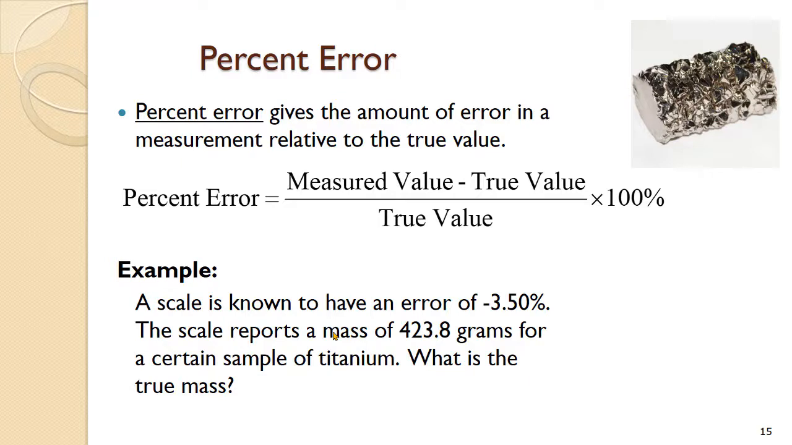So let's solve this problem. A scale is known to have an error of negative 3.50%. So you tell me, is this scale measuring too heavy or too light? Well, if its error is negative, that means it is underreporting the weight, and so it's measuring too light. The object you put on the scale is heavier than what the scale says.